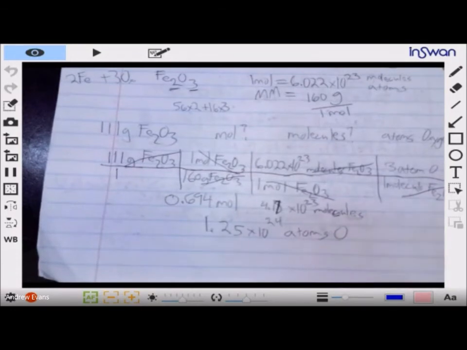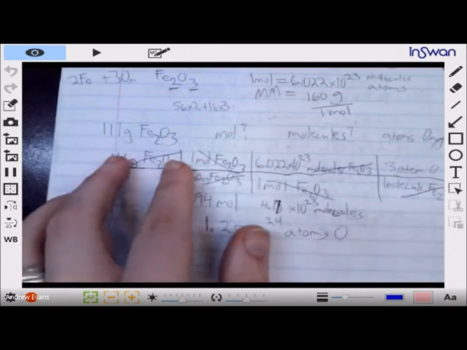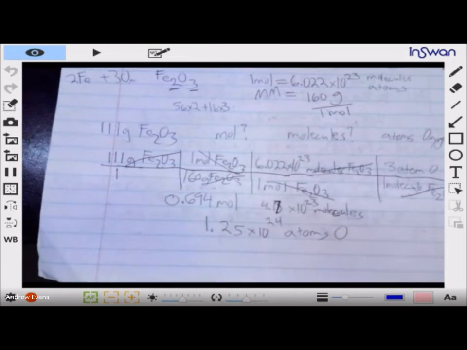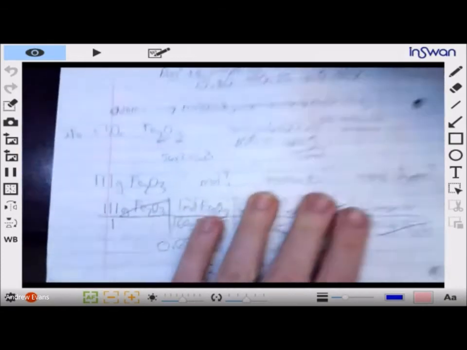We could go either way. We can go from molecules to grams, grams to molecules, or atoms, or what have you. It all depends on setting this up. I'll set up one more just like this, except we're going backwards this time.